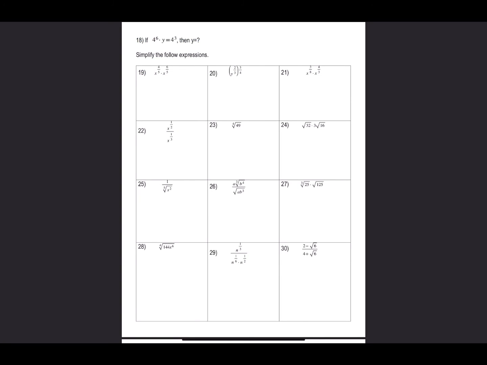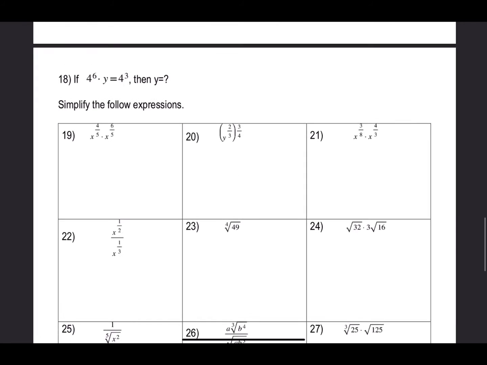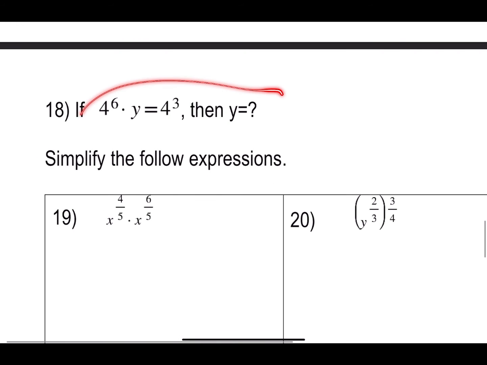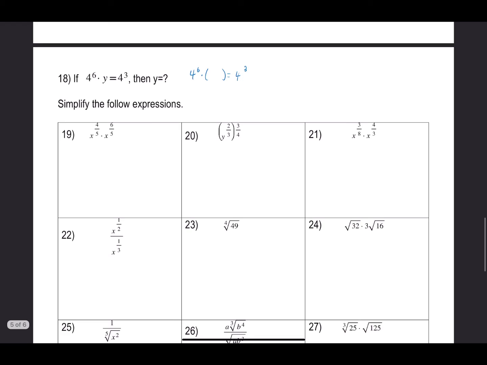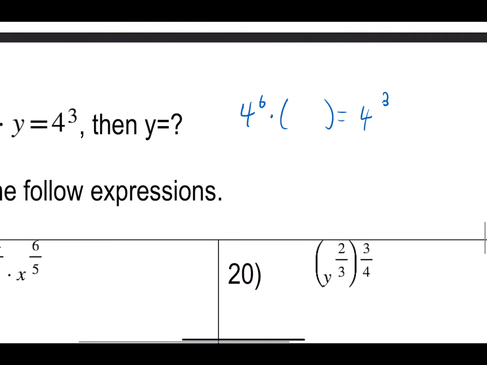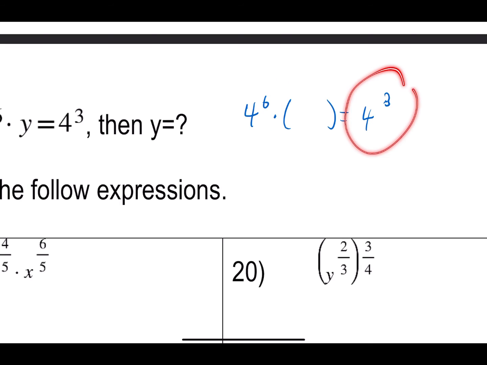Okay, this is the simplifying rational exponents section. To begin with, we need to know how to simplify exponents. I guess I should show you 18 at the top. If 4 to the 6th times y equals 4 cubed, essentially it's asking, if 4 to the 6th times something is 4 cubed, what does that something have to be? This is definitely aligned with the rest of the page because this has everything to do with exponent rules.